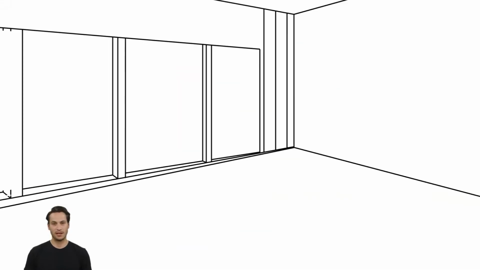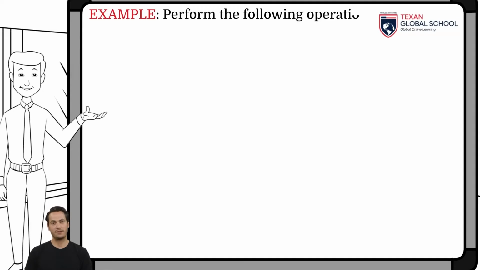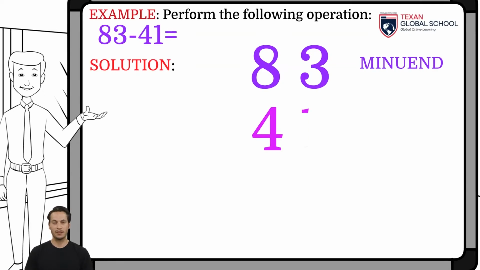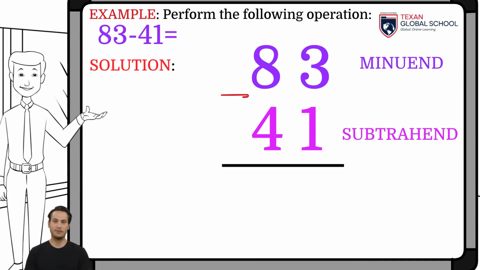In the following example, we will perform the operation of 83 minus 41. First, we place the minuend above the subtrahend in rows. We then draw a line under the subtrahend to perform the operation. Now, we subtract the ones of the minuend with the ones of the subtrahend. That is, we start by subtracting the digits on the right side. We will place the result below the line in the same column as the ones.